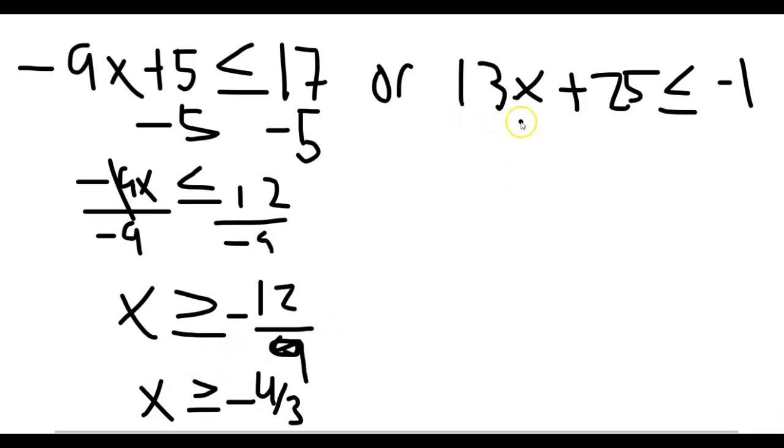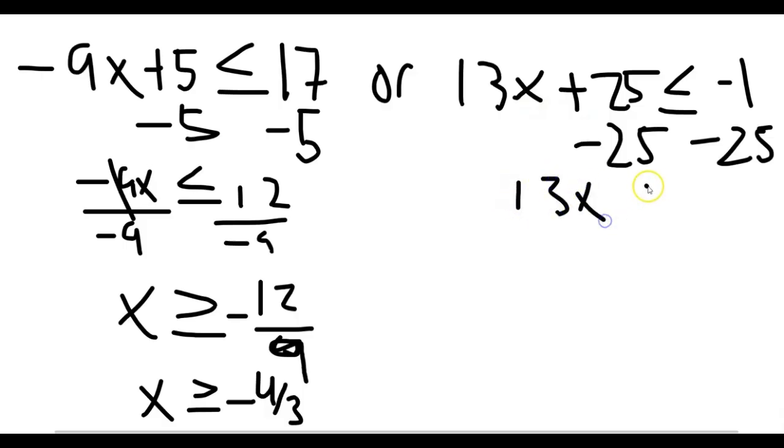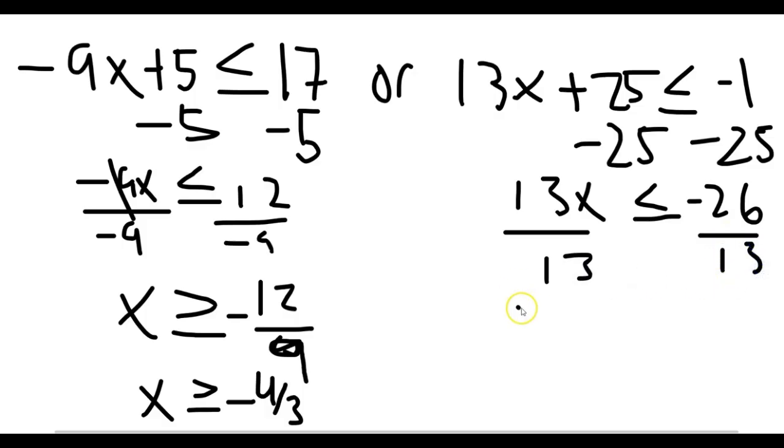Now let's solve this side. We can do -25 to both sides, because we need to try to get x by itself on this side. So we'll be left with 13x is less than or equal to -26. Next we can divide both sides by 13, and we would be left with x is less than or equal to -2.